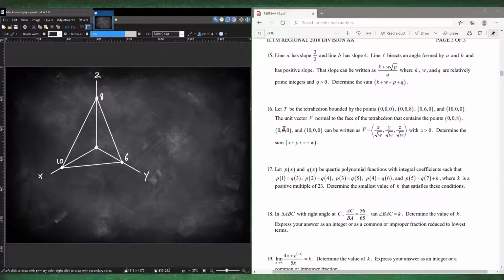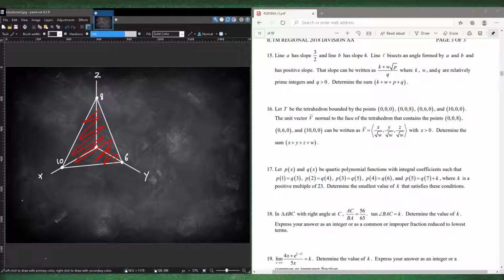And a unit vector v normal to the face of the tetrahedron that contains the points 0, 0, 0, 0, 6, 0, and 10, 0, 0, can be written in this form, and then we find the sum of the coefficients, basically. So we have this face, so let's just kind of color it a bit. So we have this front face that's facing us, and there's a unit normal vector.